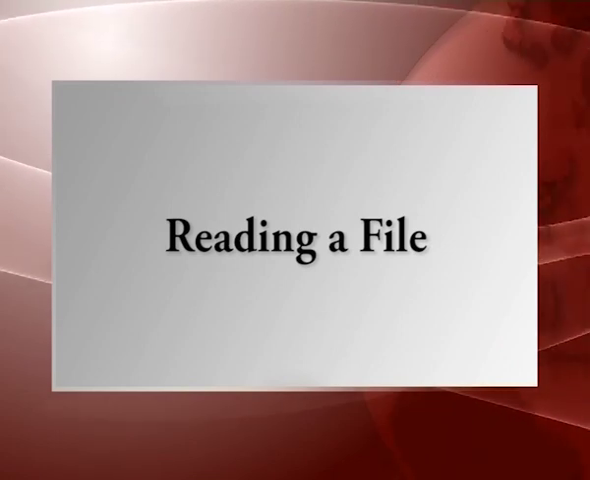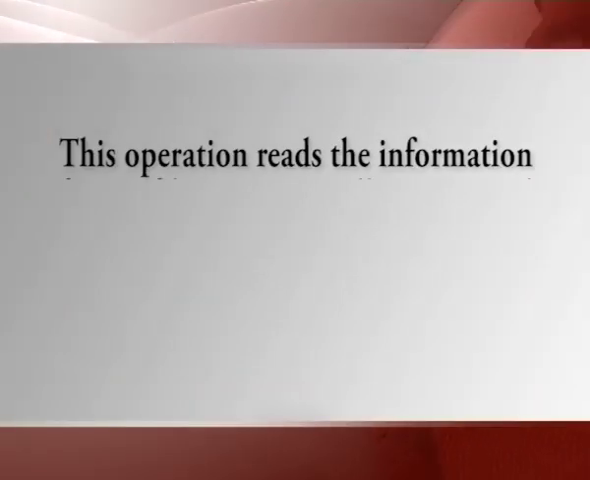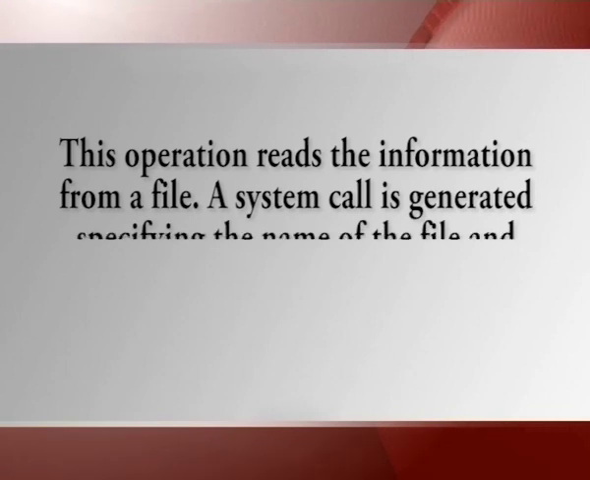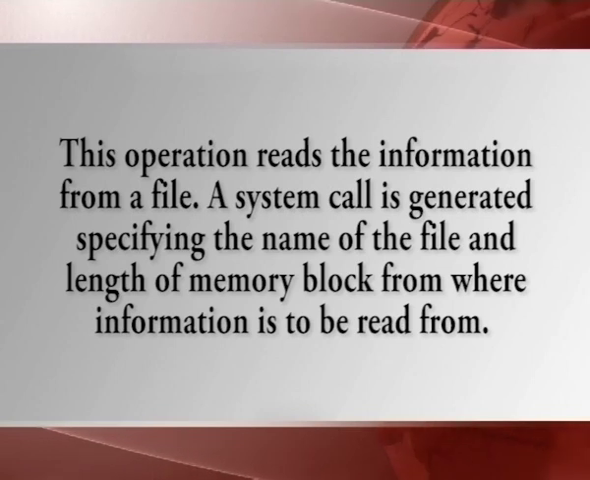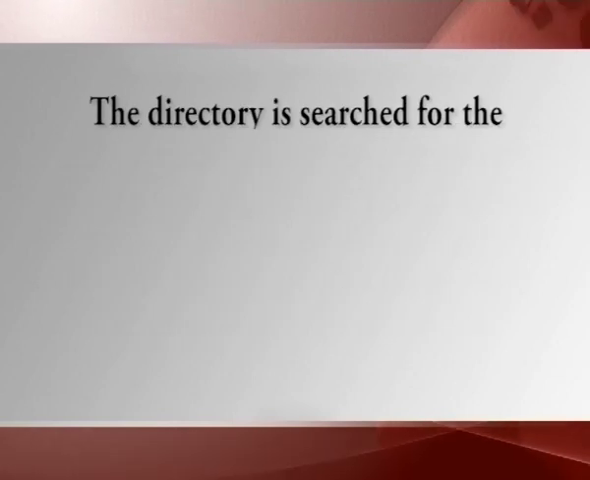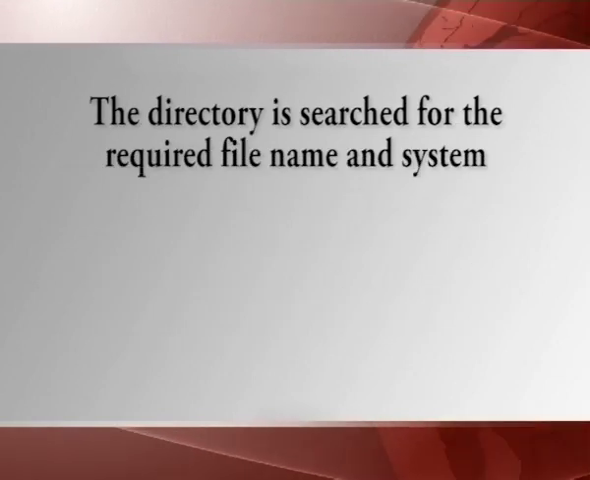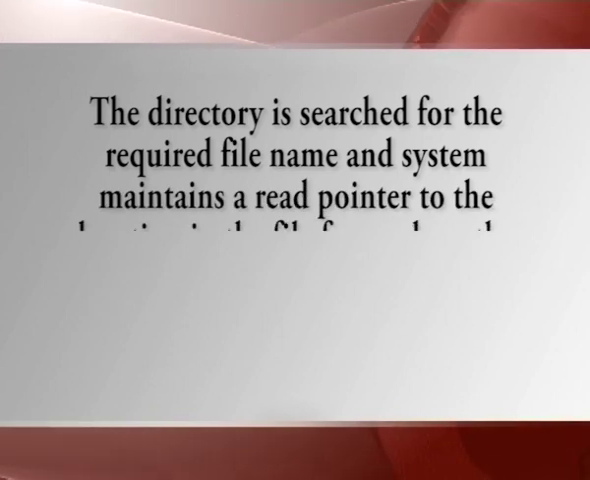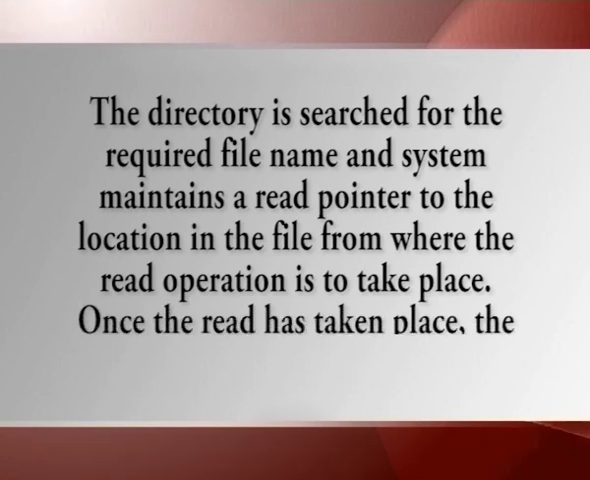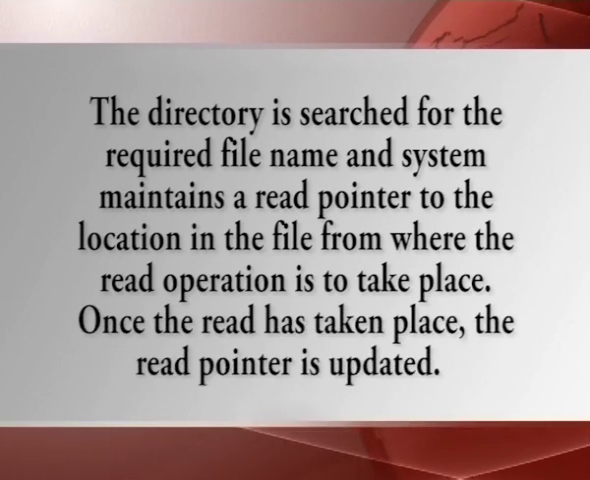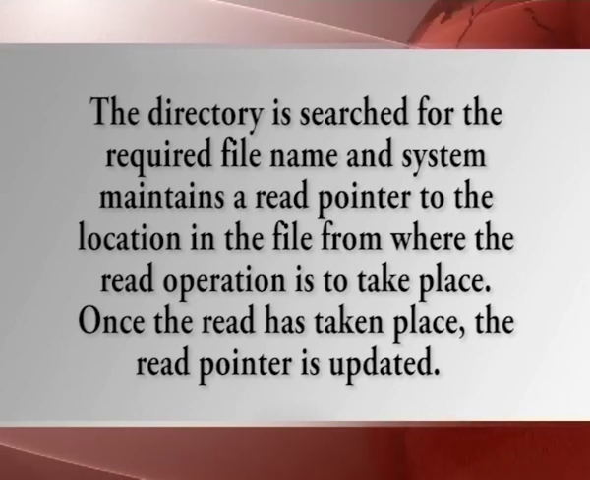Third operation is reading a file. This operation reads the information from a file. A system call is generated specifying the name of the file and the length of the memory block from where information is to be read. The directory is searched for the required file name and the system maintains a read pointer to the location in the file from where the read operation is to take place. Once the read has taken place, the read pointer is updated.